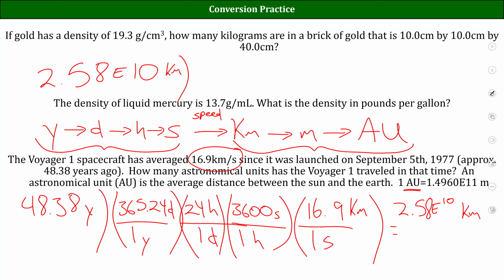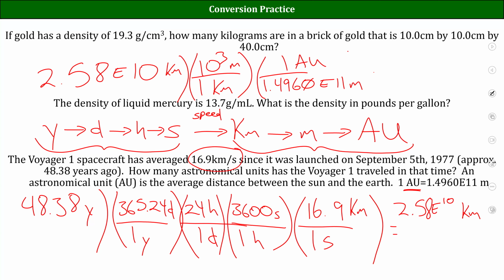Go back to your roadmap. We're trying to get to AU, which means we've got to go through meters, because our only conversion for AU is from meters. Luckily, kilometers to meters is one we know how to do. 1,000 meters is equal to 1 kilometer. And then we can say 1.4960 times 10 to the 11 meters is 1 AU.